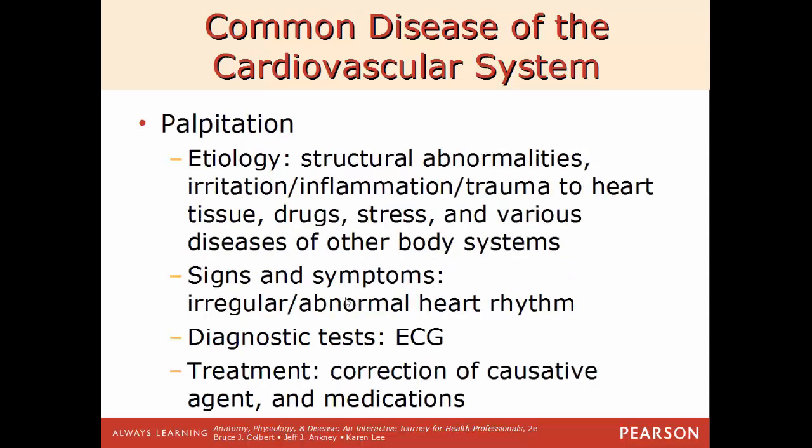The palpitations, etiology: structural abnormalities, irritation or inflammation, or even trauma to the heart tissue. Drugs, stress, various diseases of other body systems could lead to palpitations. Signs and symptoms: an irregular or an abnormal heart rhythm. Diagnostic test that's used, ECG. And for treatments, you will need to correct the causative agents of the palpitation or use medications also.